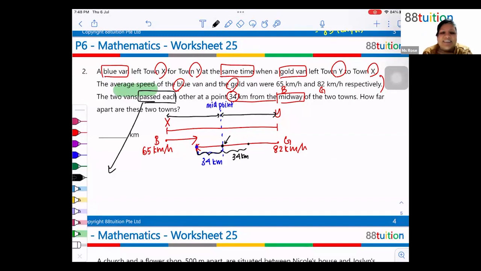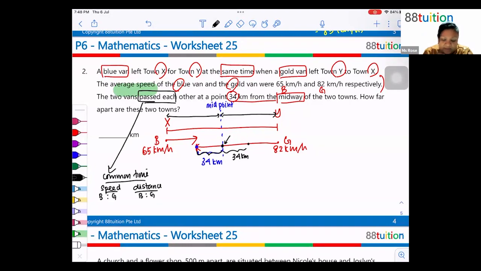Okay, so we have a common time. All right, we have a common time. So with a common time, again, go back to the three things. If I have time, I can find the speed and I can find the distance ratio between the blue van and the gold van.